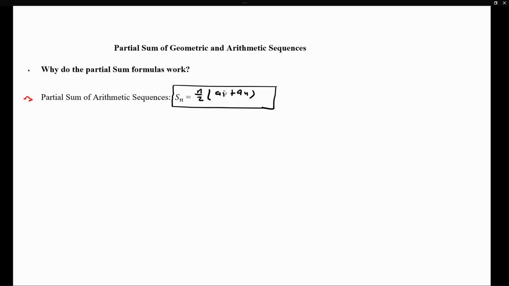Well, s of n represents the sum of the first n terms. So let's define it as adding the first term plus the second term, which notice can be defined as just the first term plus a difference. And we should add the next term, which is the third term, which can be defined as, I'm sorry, this is a 3.